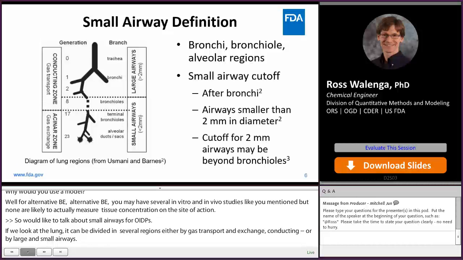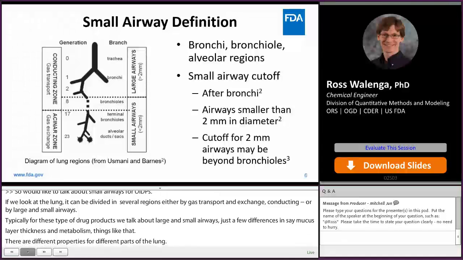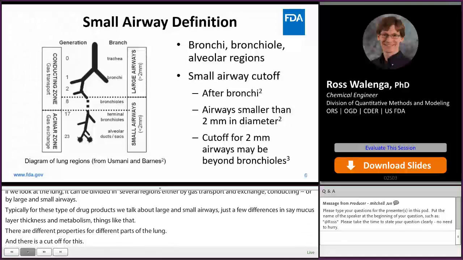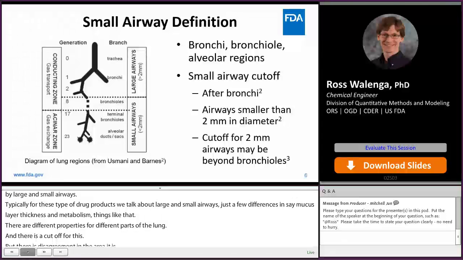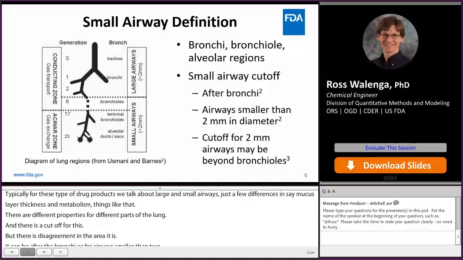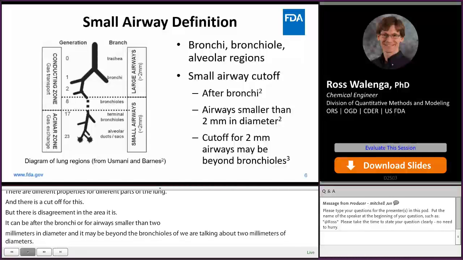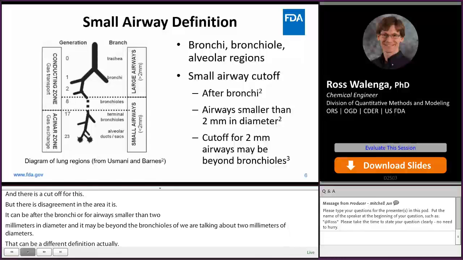And there's a cutoff for this, but there's some disagreement in the literature about where this actually is. So this could either be after the bronchi or for airways smaller than 2 millimeters in diameter. And it may even be beyond the bronchioles if we're talking about 2 millimeter diameter, so that could be a problematic definition actually. There's some disagreement about where this is, but it's generally agreed that there is a significant difference in the way that the lung behaves between the large and the small airways.